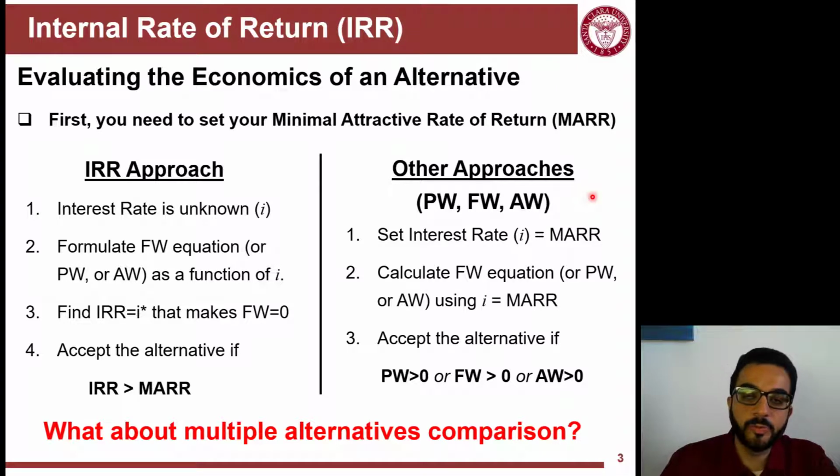And now when we compare multiple alternatives, it's just repeating that process for every alternative. And for IRR, you pick the one that gives you the greatest IRR. Of course, you ignore the ones that are less than your MARR.